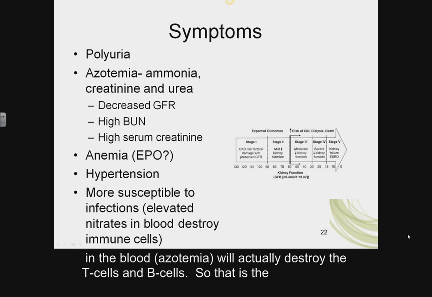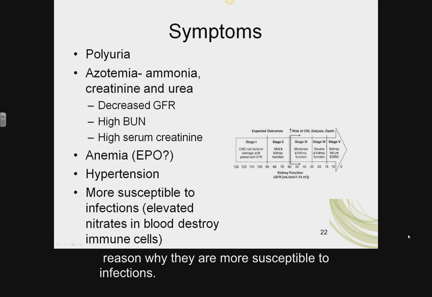Patients who have renal failure are more susceptible to infections because the elevated nitrates in the blood, the azotemia, will actually destroy the T and B cells. So that's part of the reason why they are more susceptible to infections. All right, that concludes our general lecture for renal failure.